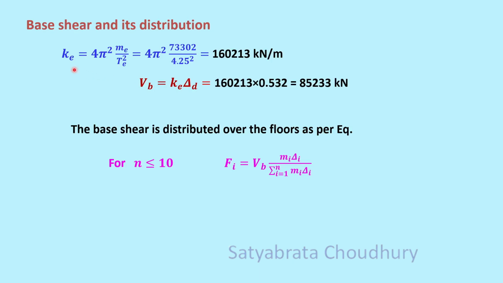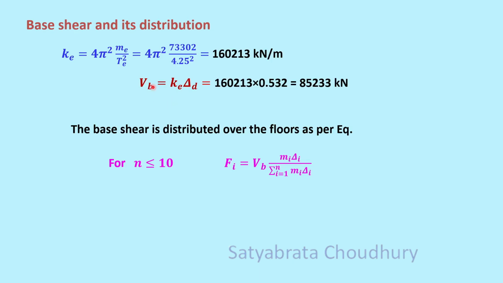Now, the effective stiffness of the equivalent single degree of freedom system is given by this simple formula. Ke is given by 4 pi square m by Te square. So here it is Te and the mass is me. So put these values as we have obtained already. T is 4.25, so it becomes this many kilonewton per meter as the effective stiffness.